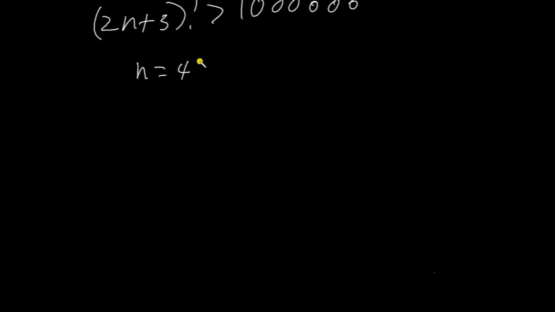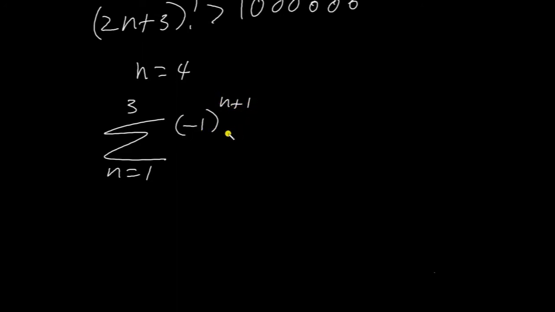So now, since n equals 4 satisfies this criteria, we're going to sum up all the terms before that. So we're going to be summing up the first 3 terms, from n equals 1 to 3, of our series: negative 1 to the n plus 1 over 2n plus 1 factorial. So this should estimate our sum to within 1 over a million.